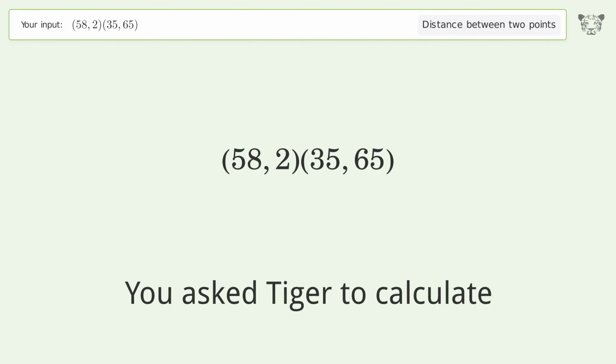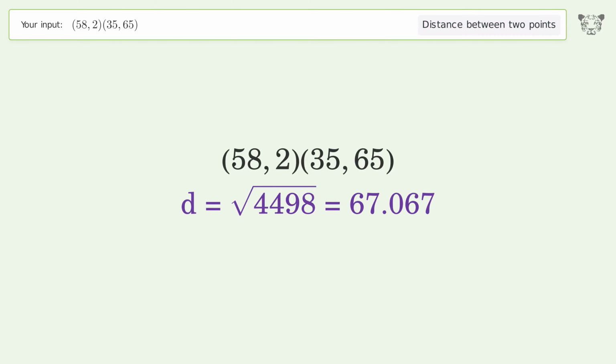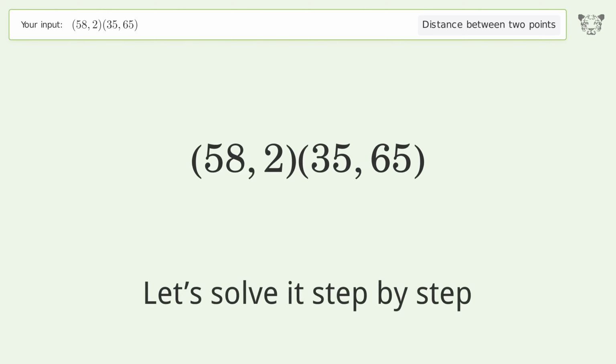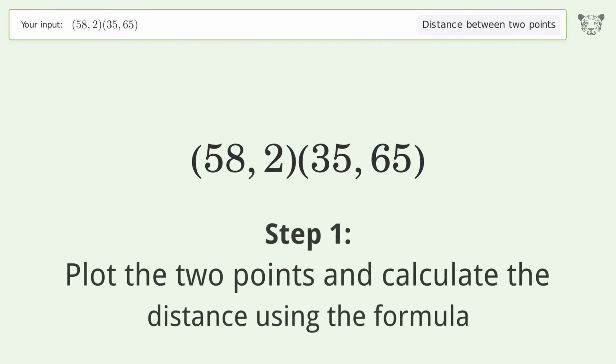You ask Tiger to calculate. This deals with the distance between 2 points. The distance between the 2 points is the square root of 4,498, or 67.067. Let's solve it step by step. Plot the 2 points and calculate the distance using the formula.